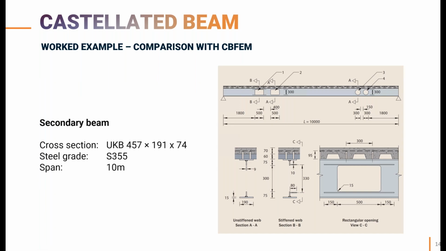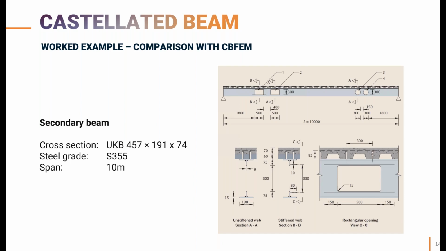In this webinar, I will demonstrate and compare the design of a castellated beam following the worked example illustrated in the SCI guide, where the design of a composite beam is performed according to the rules prescribed there. In this example, the adequacy of the 10-meter span composite secondary beam with web openings is verified.